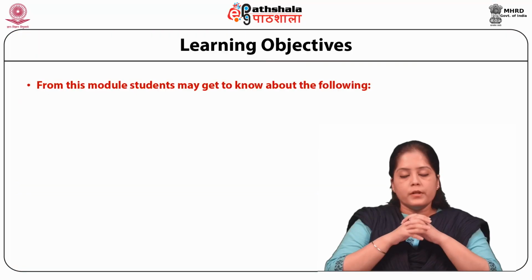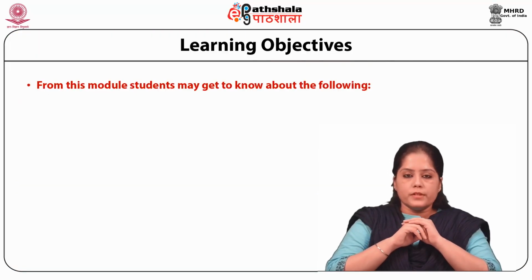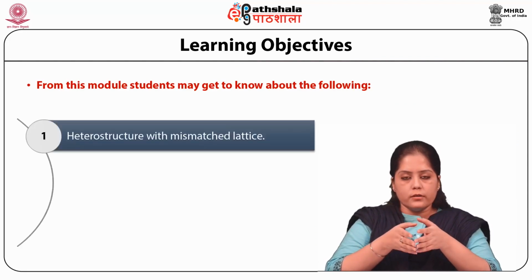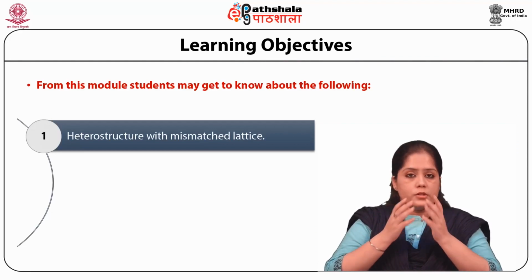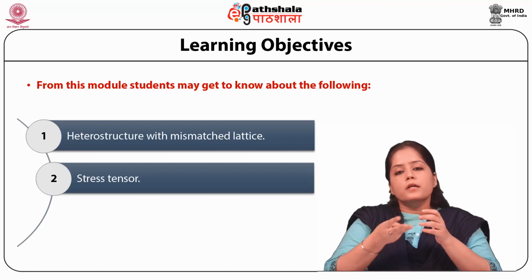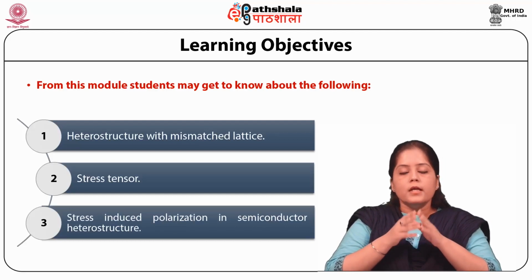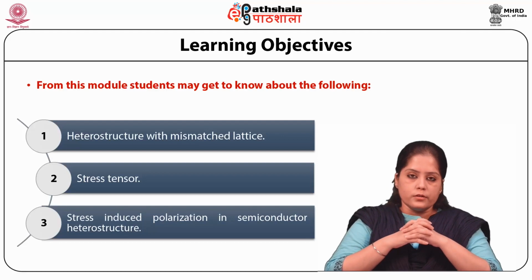So students, today we are going to discuss the module Stress and Strain at Heterointerface from the paper Physics at Nanoscale. The learning objectives of this module are: first, we will discuss the heterostructure with mismatched lattice. Second, we will discuss the stress tensor. Thirdly, we will discuss the stress-induced polarization in semiconductor heterostructure.